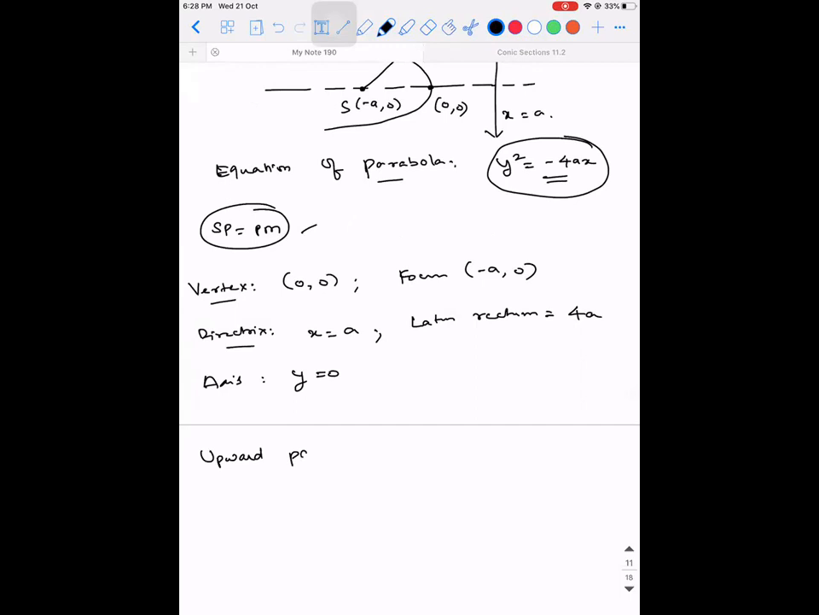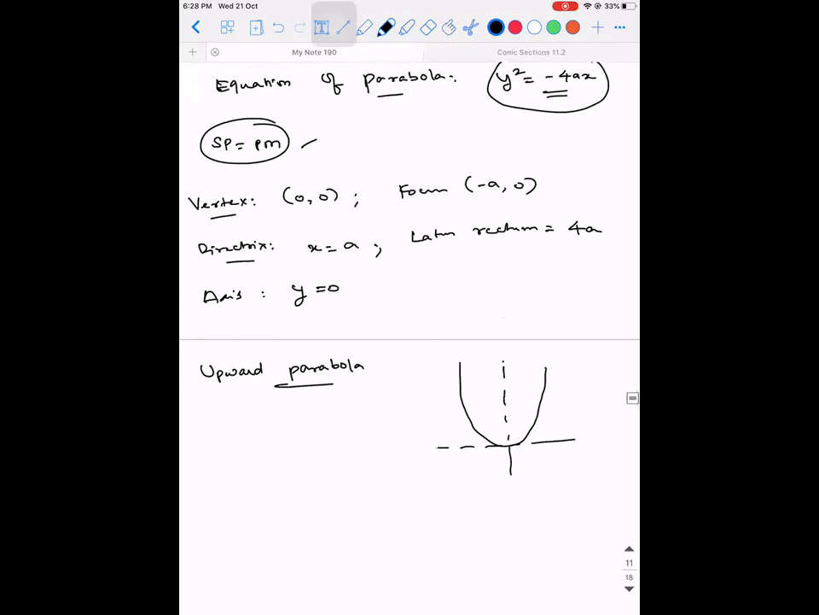Similarly, you will have an upward parabola. So upward parabola will look like this. Okay. So this point will be the focus. Now you guys tell me what will be the focal point. Yes, 0, A. That's right. So it will be 0, A.